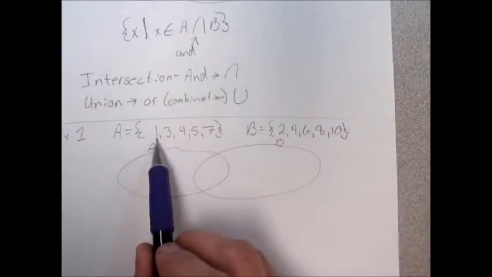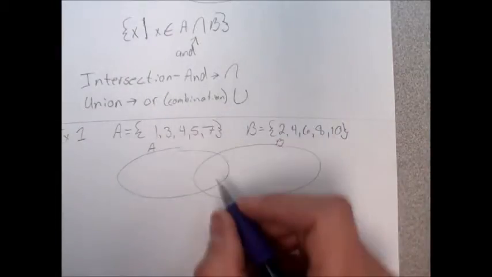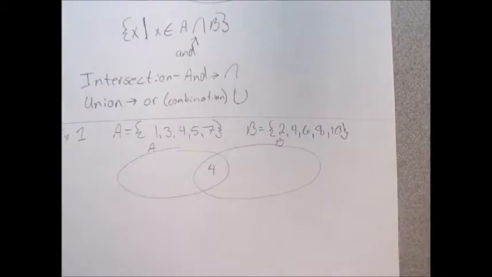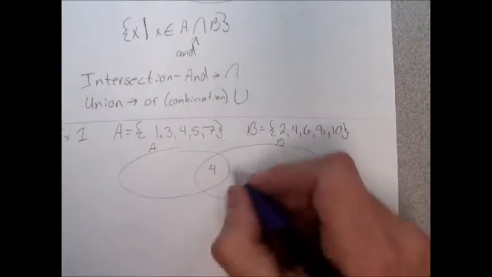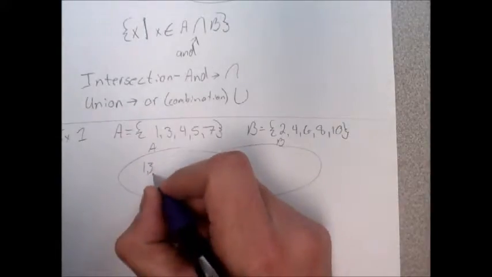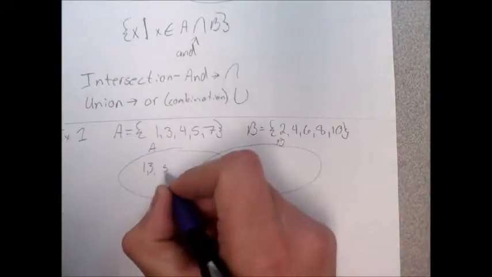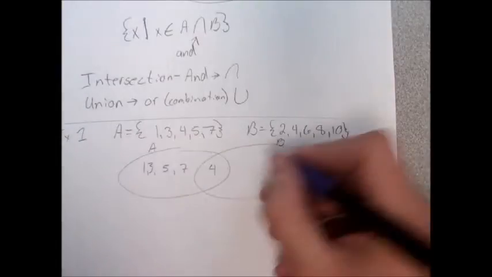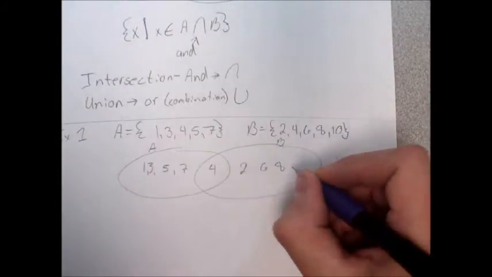So I go through here, 1, 3, 4 is the only one. So 4 is the only number that they have in common. The rest can just be written inside of their respective bubbles. So 1, 3, 4 is already written in there, 5, and 7, right? And then this one would be 2, 6, 8, and 10.